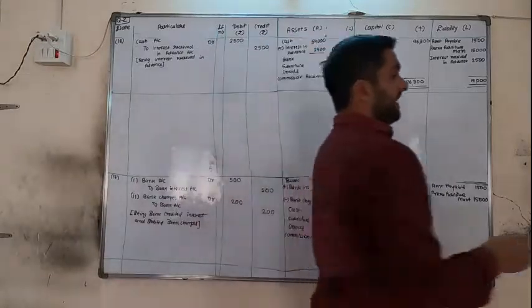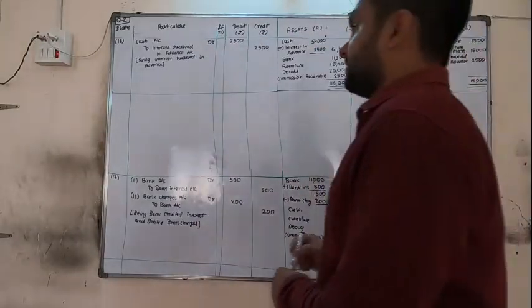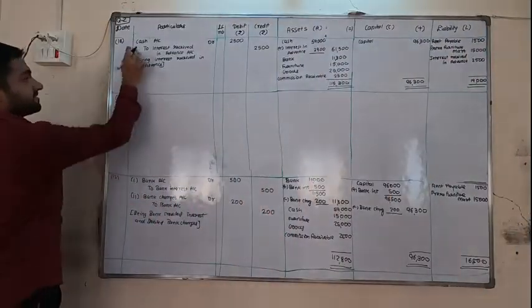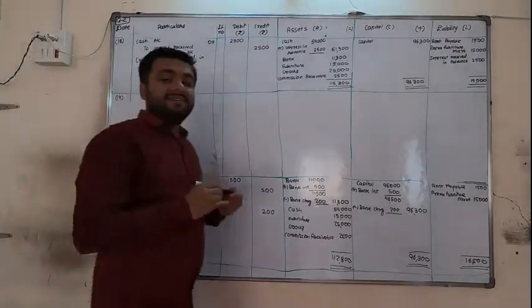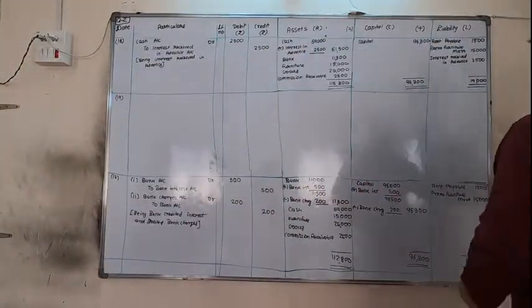Okay. Now the last transaction is opposite to it. In this 18th transaction we have received in advance, and in the 19th transaction we have paid in advance. Only that is the change.